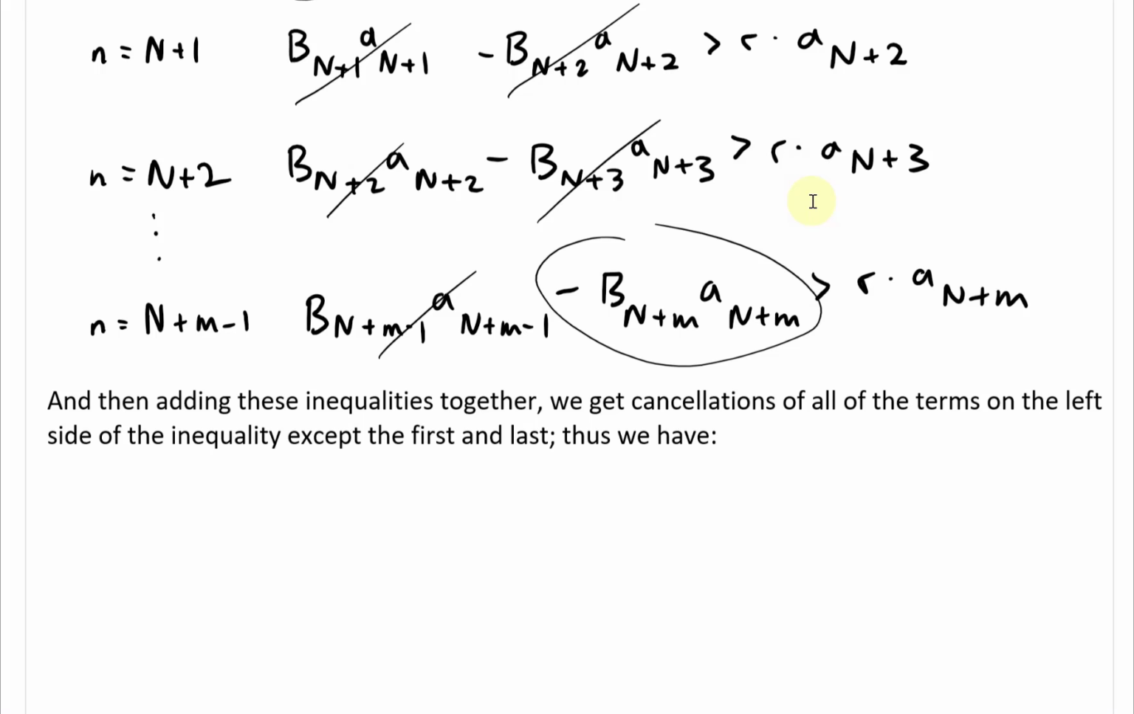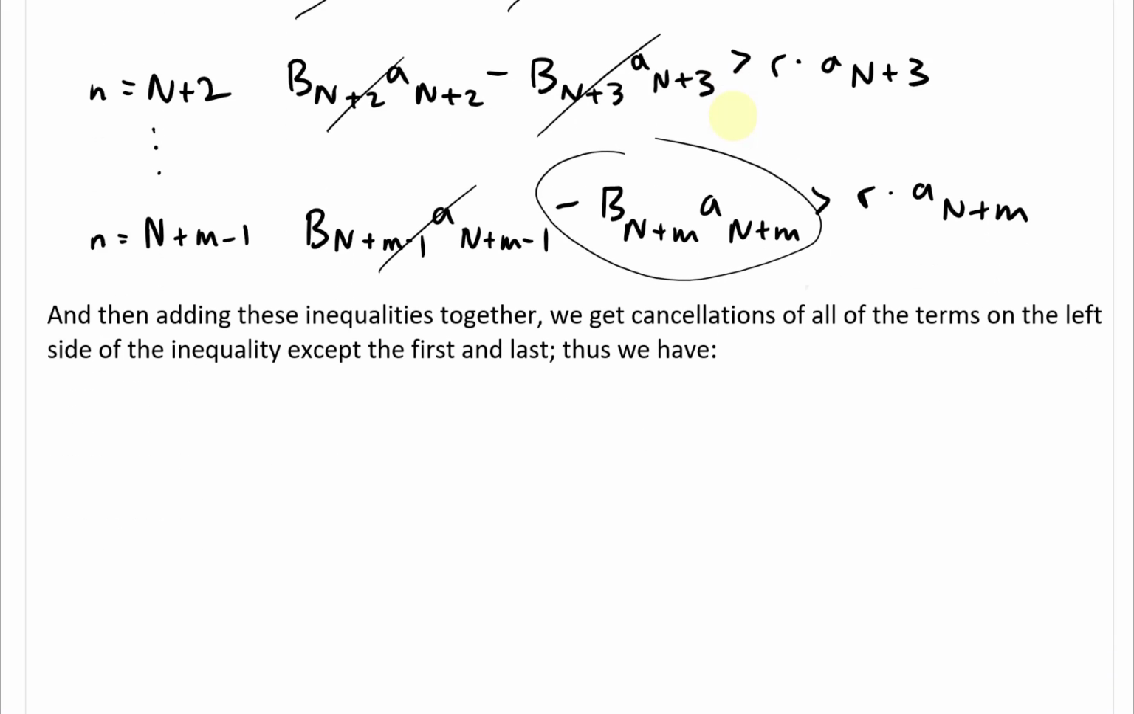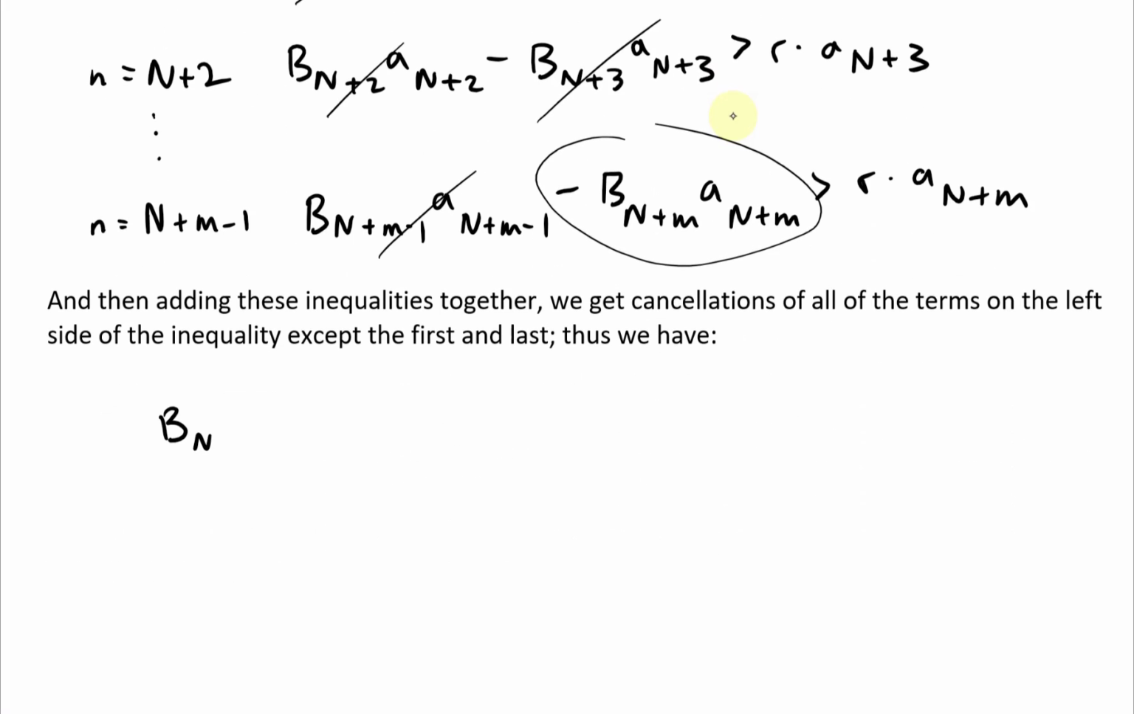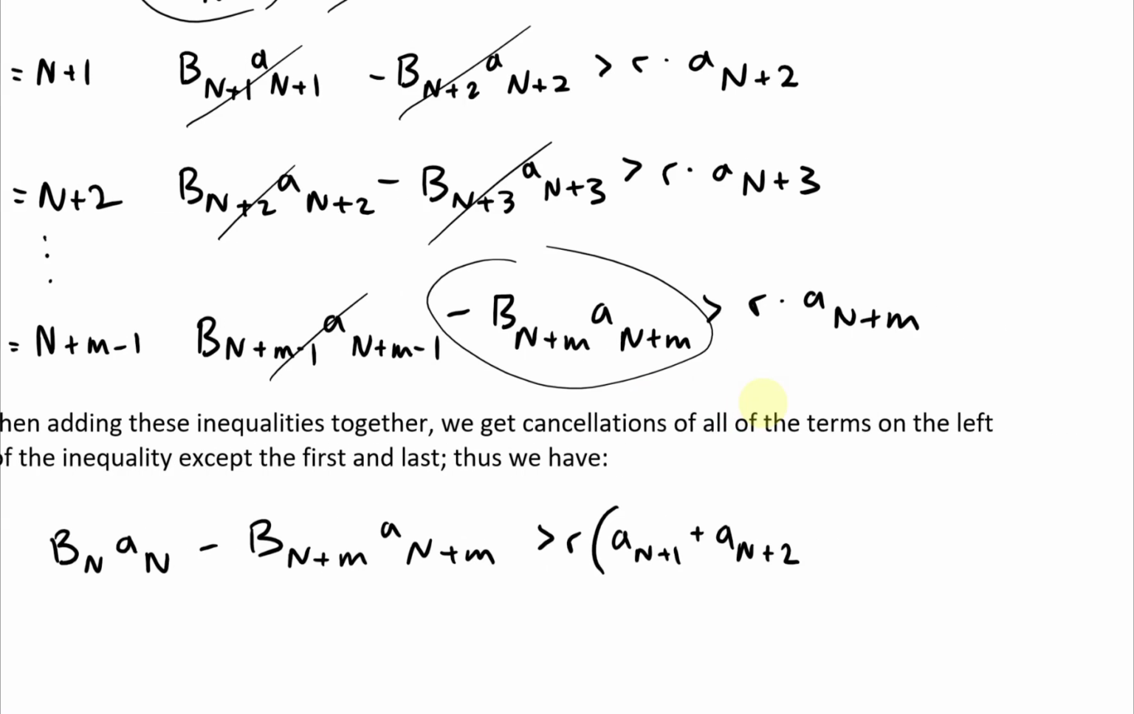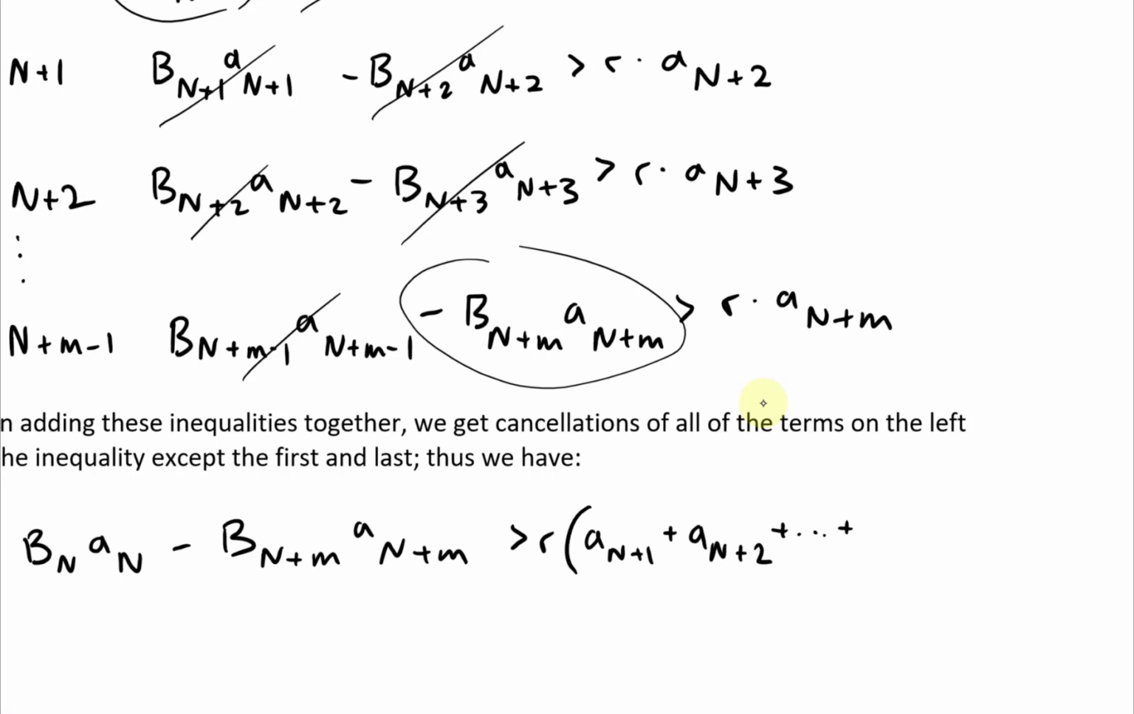And then we're going to be summing up all of these a_n's, and we could factor out the r. So thus we have b_N a_N minus b_{N+m} a_{N+m}, like that. Now on this side, remember we're adding up all of these, and this is going to be greater than the summation of all these ones, because each individual one is greater than the right side. So this is going to be greater than r times a_{N+1} plus a_{N+2}, and so on, dot dot dot, plus a_{N+m}.